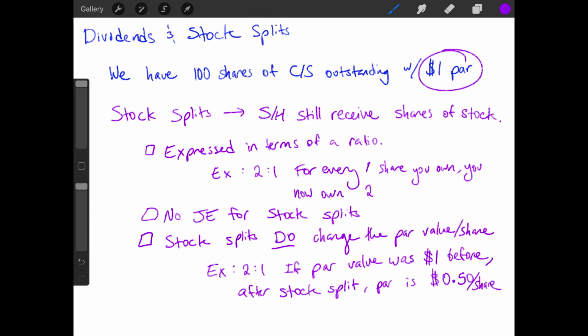So we covered a lot of different things in this video with cash dividends, small stock dividends, and stock splits.